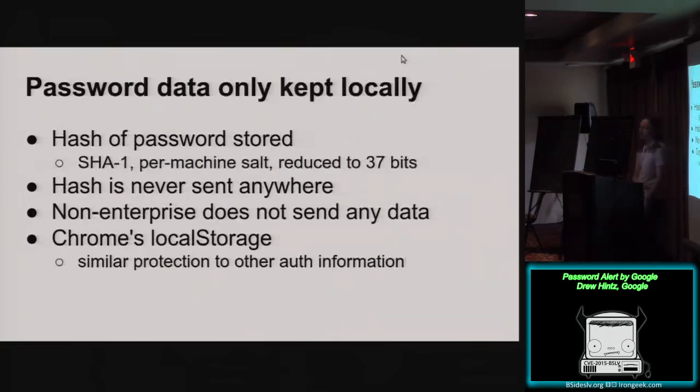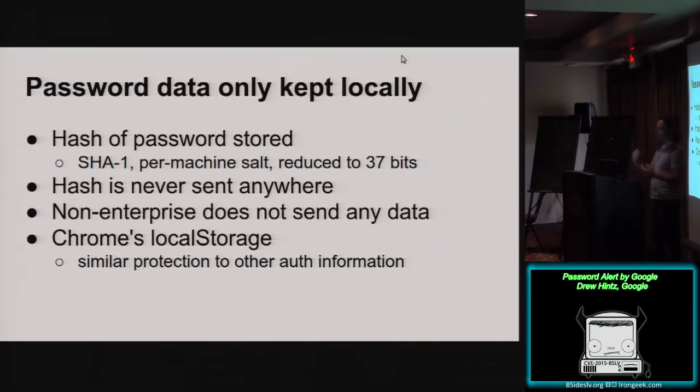Cool. So the first tenet is that the password data is only kept locally. You take a SHA-1, per machine salted, and only store 37 bits of the SHA-1 hash. And this hash is never sent anywhere. In the enterprise case, we sometimes send reports about misuse, but it only includes the username and the URL they used it on, and does not include any of the hash data. And in the non-enterprise case, the normal consumer use case where you just install it for your Gmail account, no data is ever sent from your machine about what websites you type it on or anything like that.